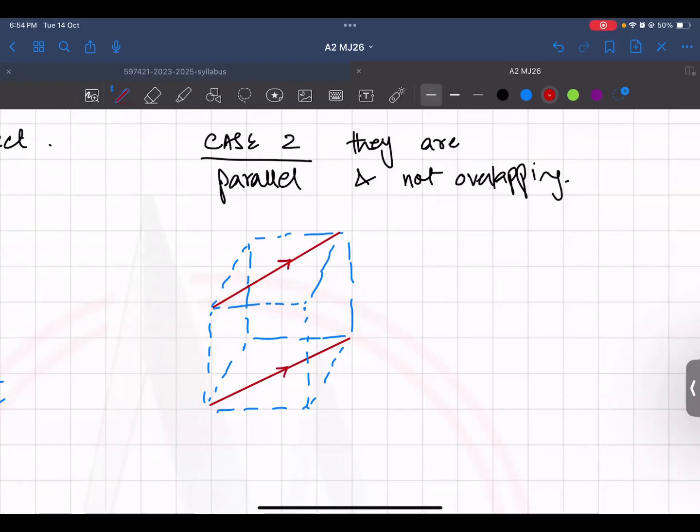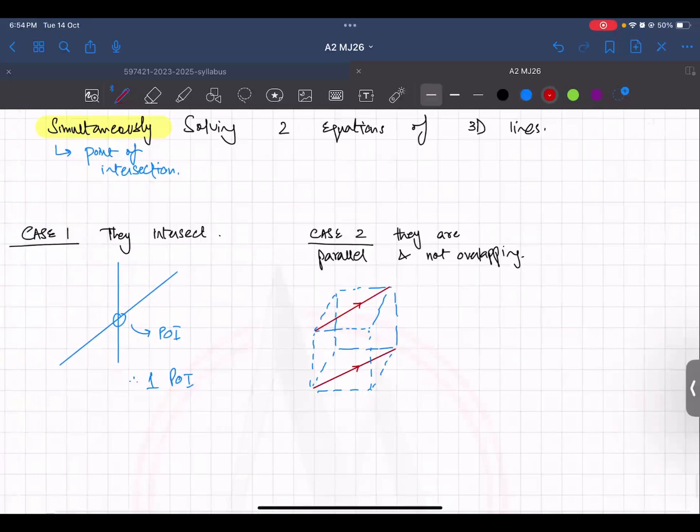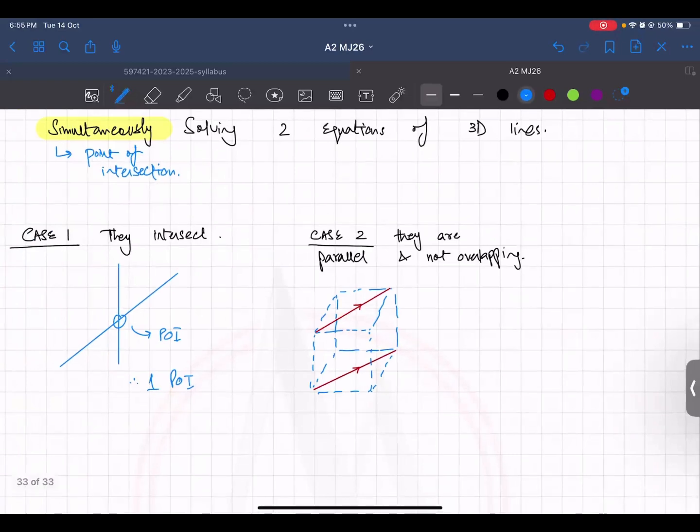So look, these two lines are parallel and they are not overlapping. So you can see there is no point of intersection.